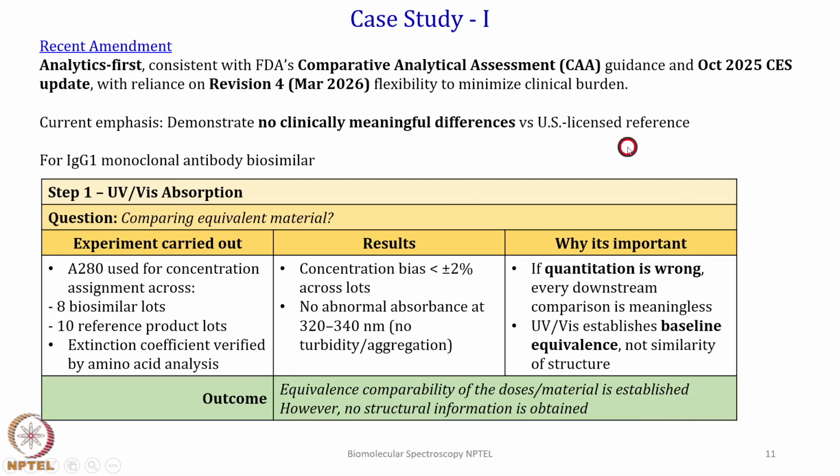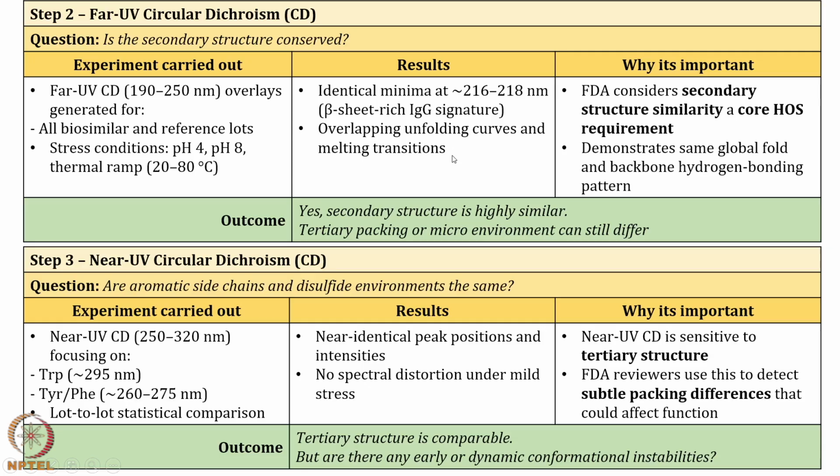Now, why is it important? Because if the quantitation is wrong, every downstream process that you are doing is meaningless. So, early on, do it robustly. You emphasize UV visible baseline equivalence and not similarity of the structure. The outcome is that the equivalence and compatibility of the dosage of the material is established early on. However, using UV visible you do not have structural information, so we need some other technique, and that technique can start with far UV CD.